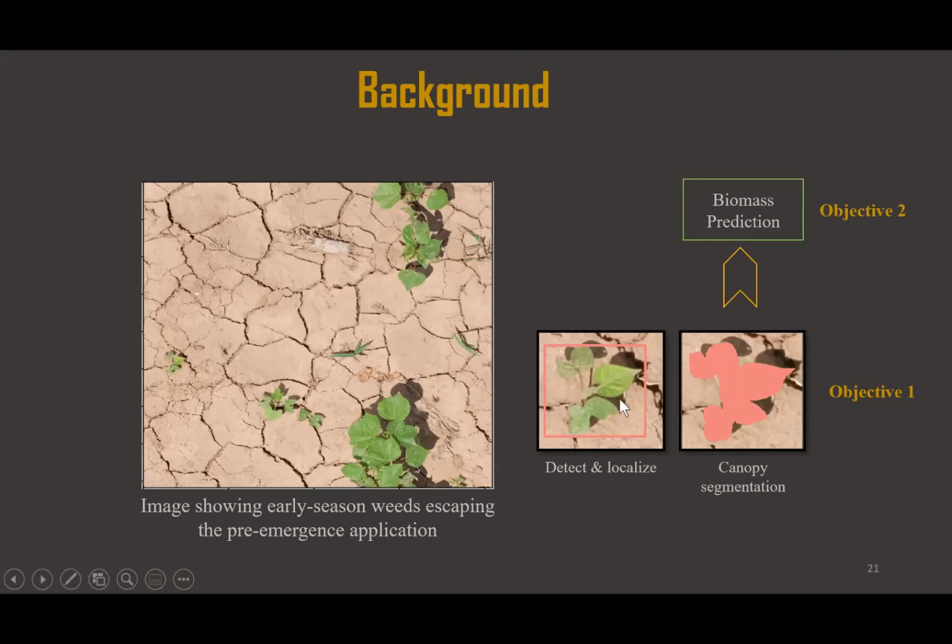In addition to that, we also try to move further forward and try to predict the boundary of the weed for canopy segmentation. And in our objective 2, we wanted to predict the biomass using the canopy area that we could get from this canopy segmentation.